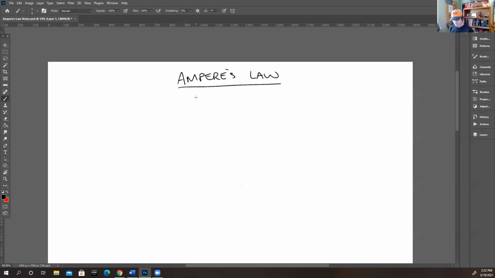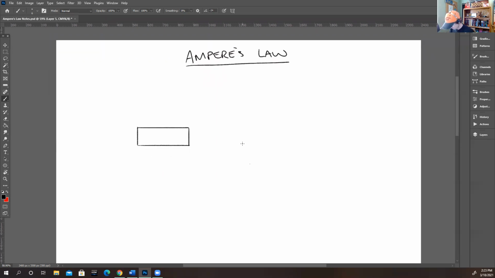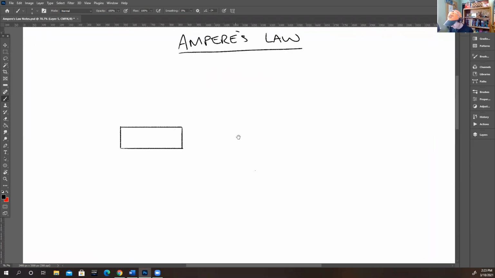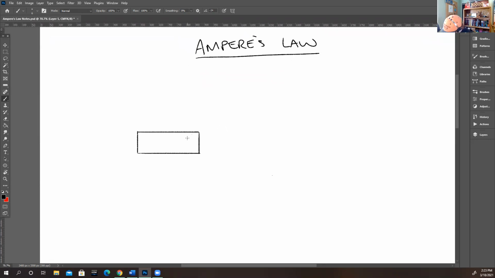So, let's talk about permanent magnets. Let's go from the ground up. What is a permanent magnet? Let's do a little bar magnet like this. For every magnet, there is going to be a north and a south side, or polarity. Sometimes they're just referred to as polarity.